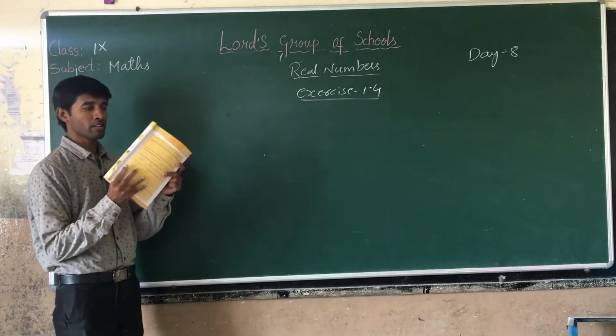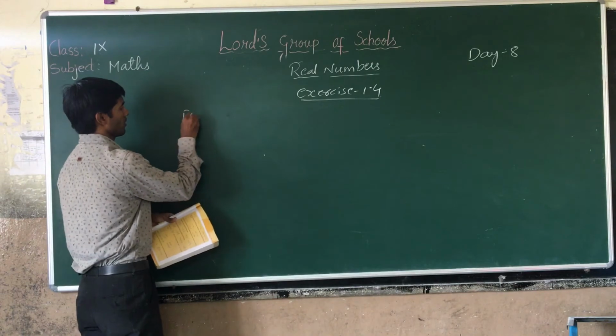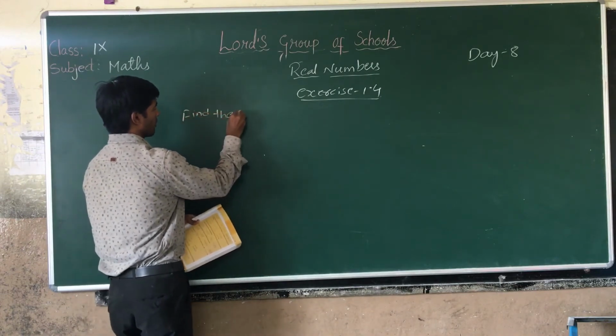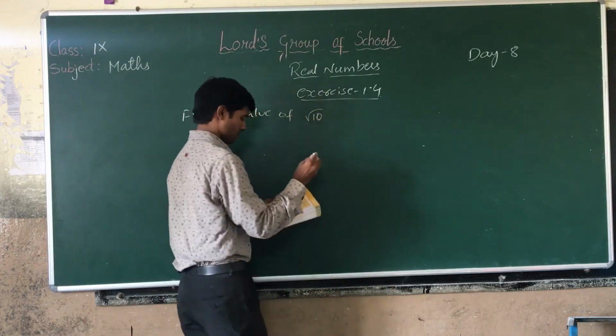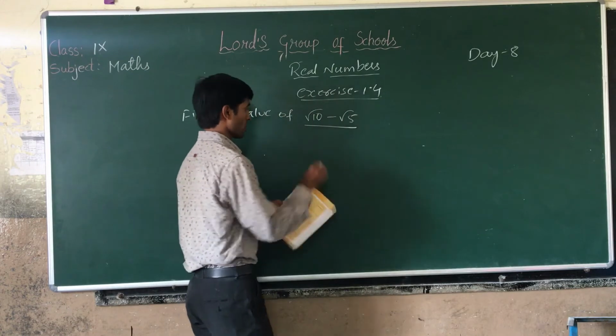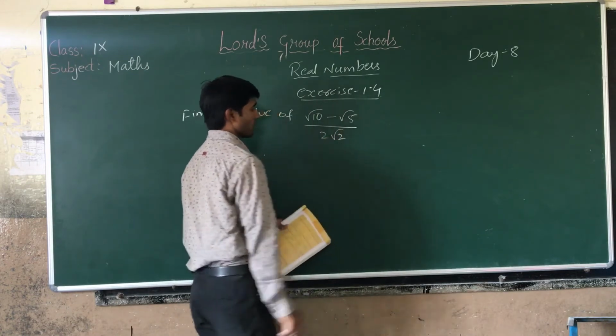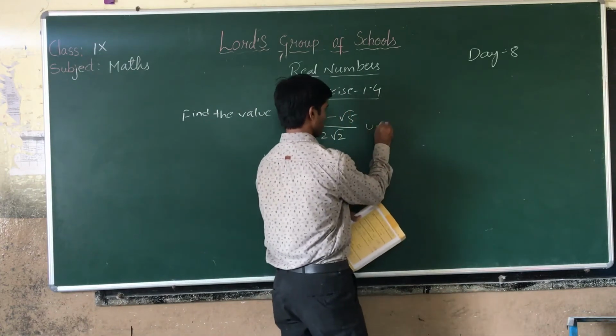In the 7th question, we have to find the value of (root 10 minus root 5) by 2 root 2. Here they have given the condition that we have to find it up to 3 decimal places.